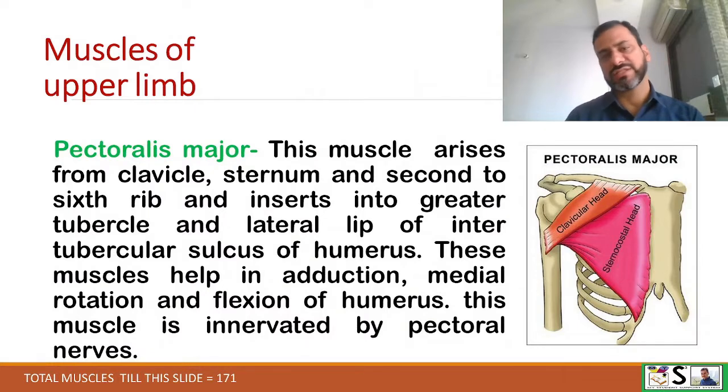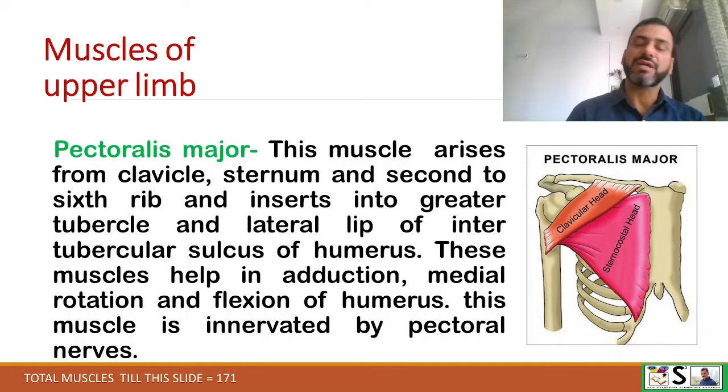In previous lectures, we have already discussed the muscles of the abdominal cavity, chest cavity, head and neck, and a general introduction about muscles and muscular tissue. This is lecture number 4 of this muscular system lecture series. Here we are going to discuss the muscles of the upper limb.